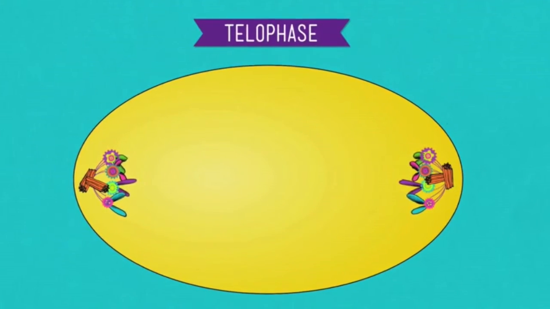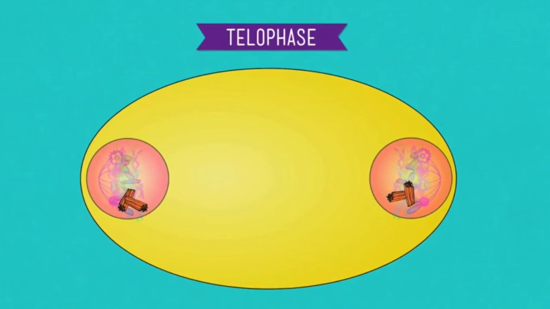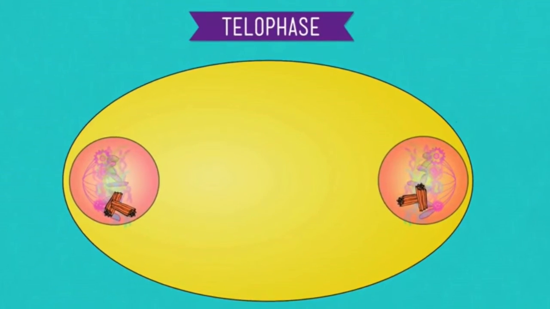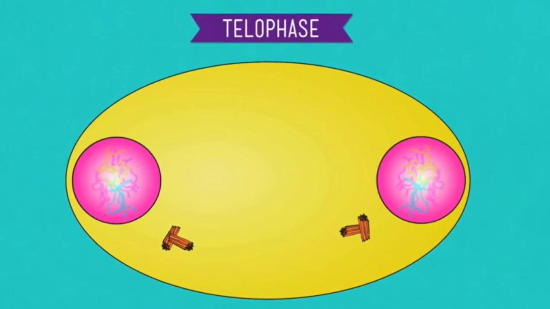Telophase means at the end. The chromosomes reach the opposite poles, the nuclear envelope reforms, and the spindle fibers disintegrate. The result is 2 identical daughter cells.